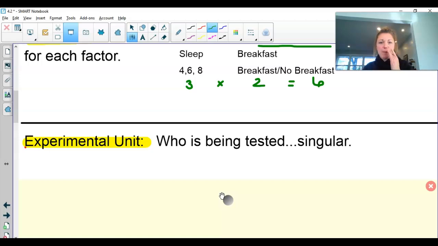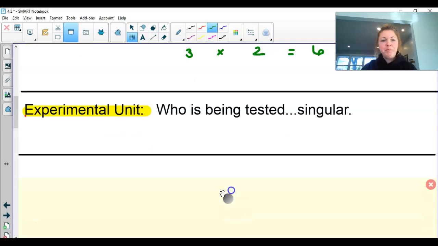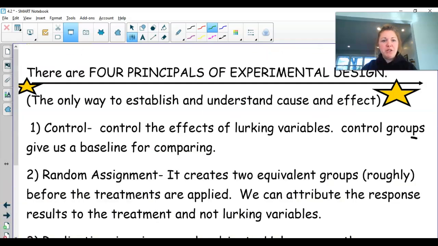If someone's talking about an experimental unit, that is who is being tested. The singular. So the experimental unit for our class would be each student. Singular. You are an experimental unit, you are a student. Now, technically, if that experimental unit is a human, we actually don't call them units, we call them subjects. Let's keep moving on with the definitions.